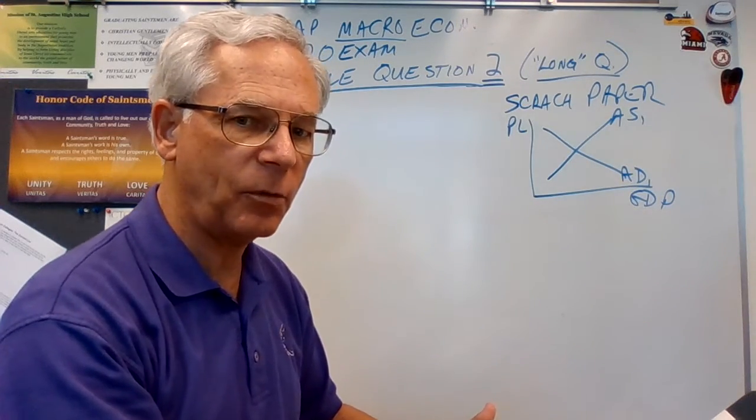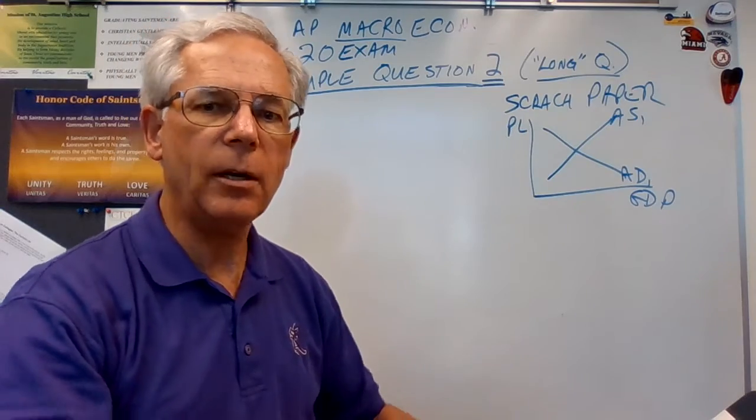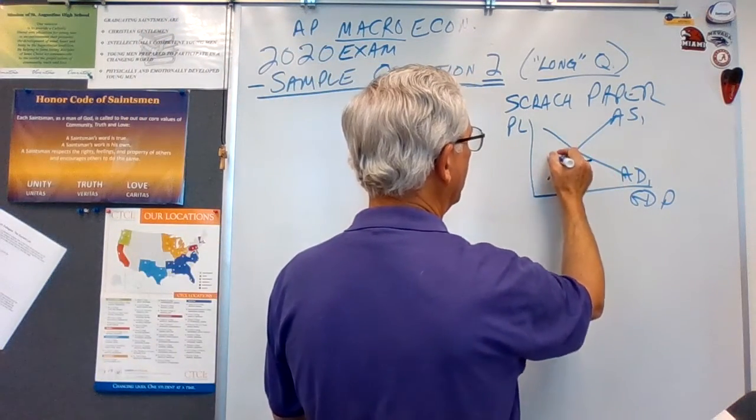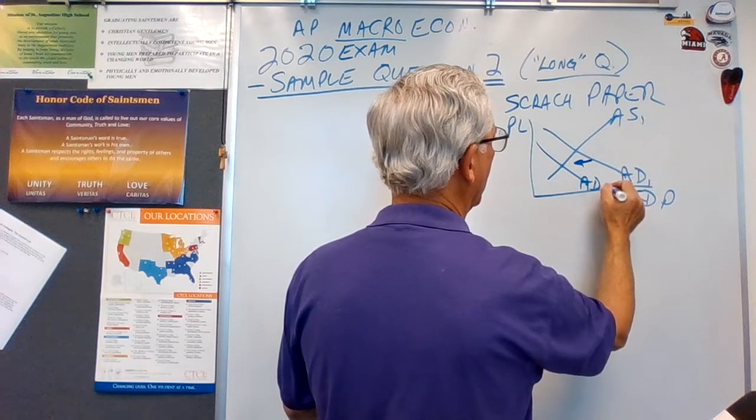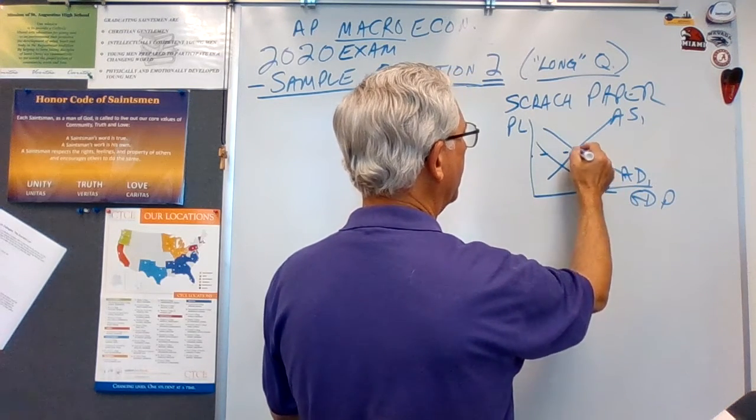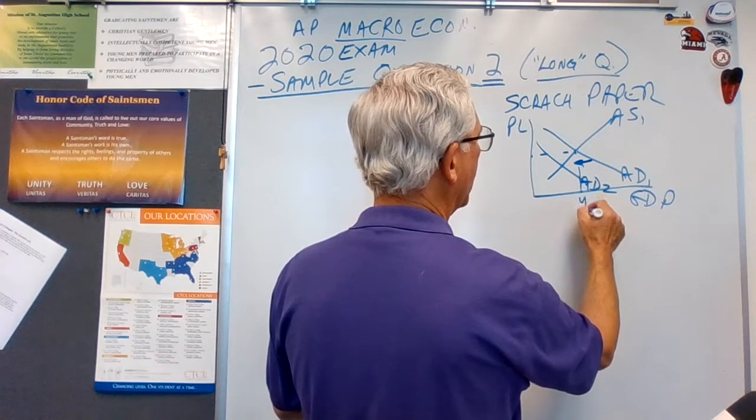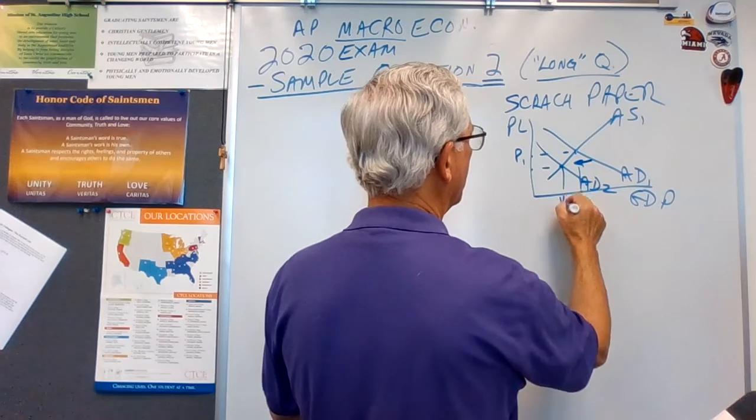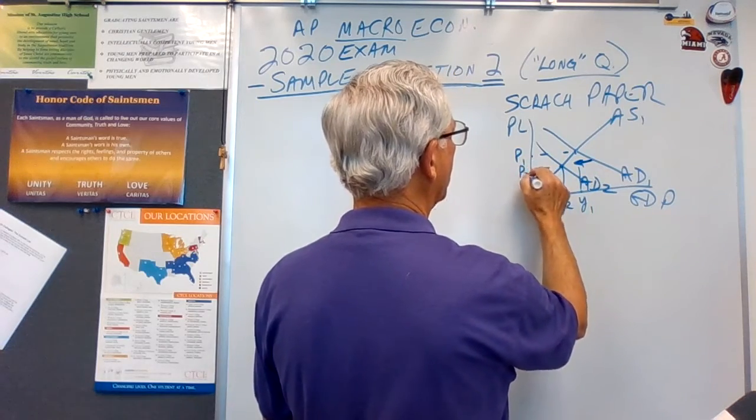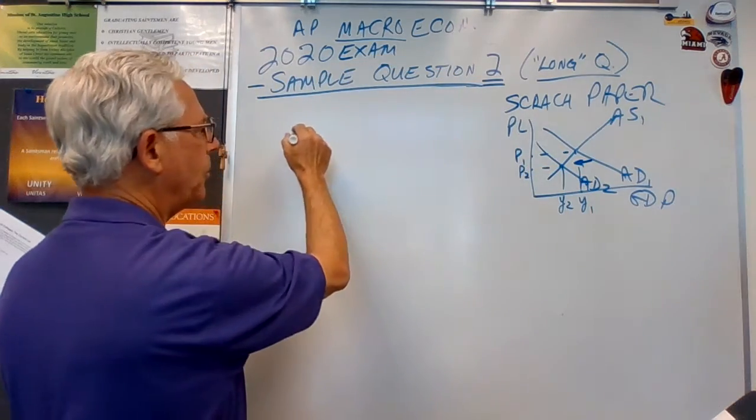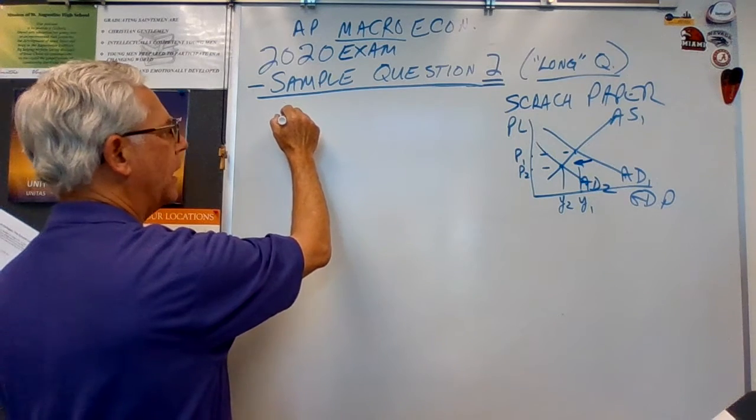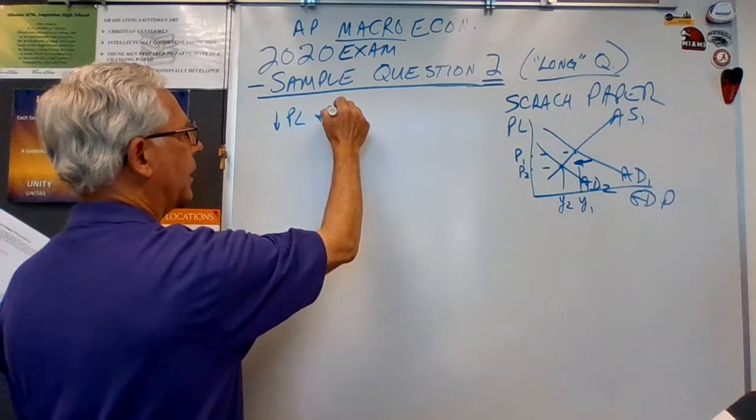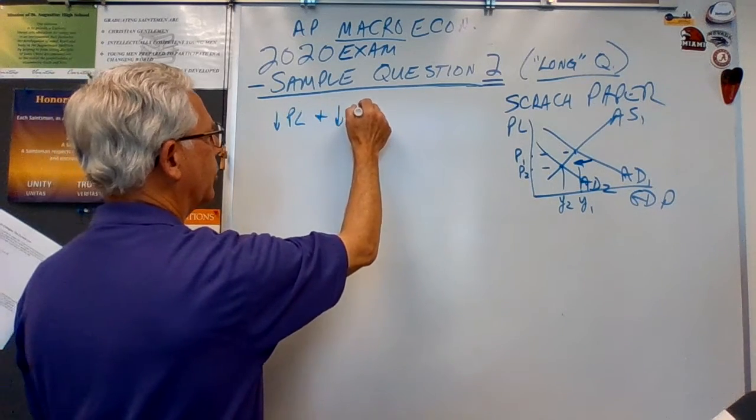If you want to draw it in, be my guest, but what's the impact of a big decrease in private investment spending? Investment's a component of AD, okay? AD is going to shift to the left, AD2, and this informs your answer. There was output 1 and price level 1. Here is output level 2 and price level 2. So for the first part, we have a reduction in price level and a reduction in output.